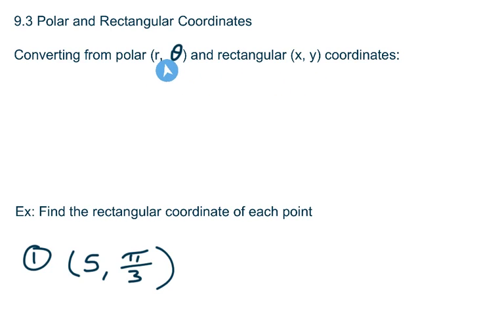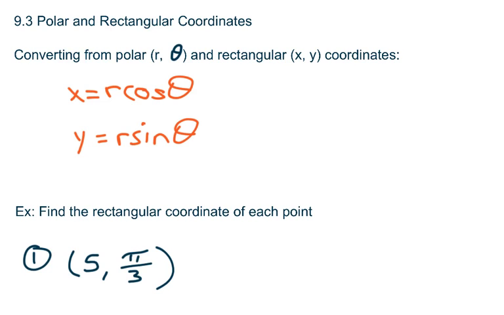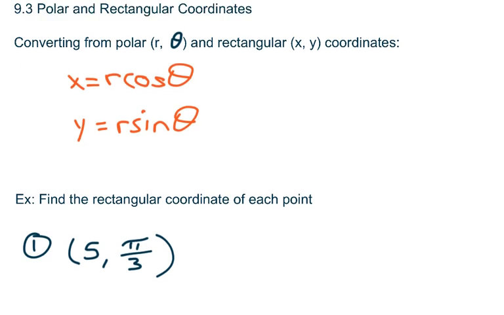So if I give you polar, r comma theta, and I want you to convert it to rectangular, here's how you're going to do it. The x-coordinate of your point is going to be equal to r times the cosine of your angle, and the y value of your coordinate is going to be equal to r times the sine of your angle. And that's all there is to it. So when I give you the directions here, find the rectangular coordinate of each point.